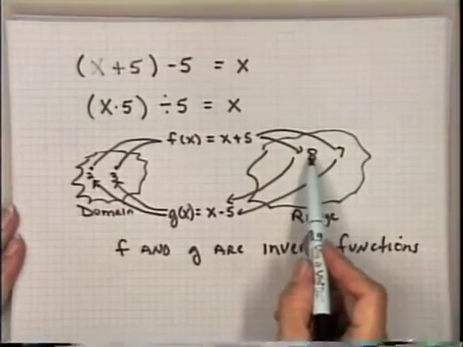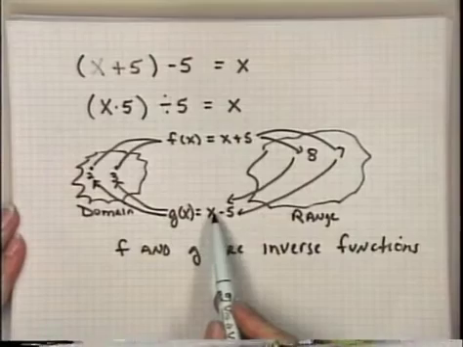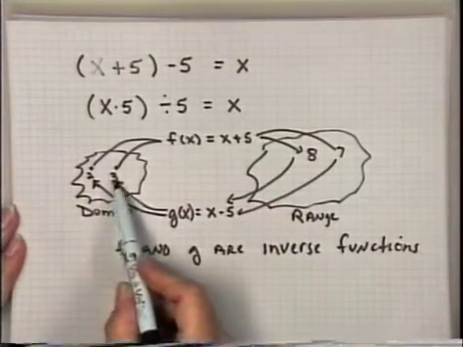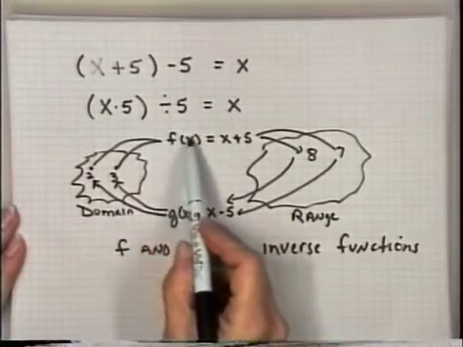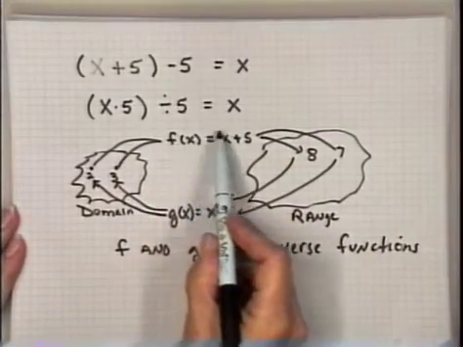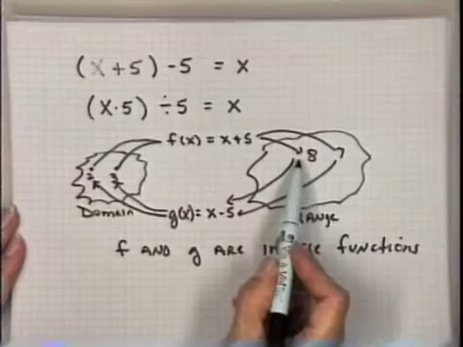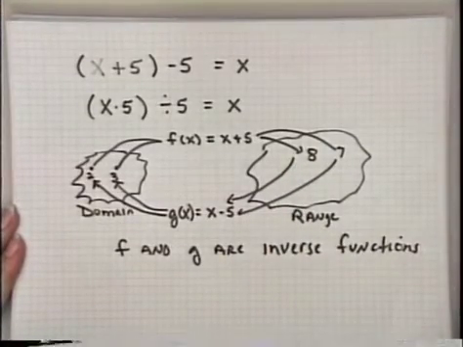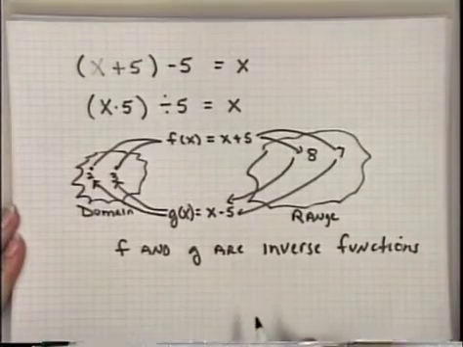Let's say we choose this 8 and we put it into function g. 8 subtract 5, of course, gives me 3. If we then take this 3 and put it into function f, 3 plus 5 brings me back to 8. So when we have inverse functions, it doesn't matter which function we do first.